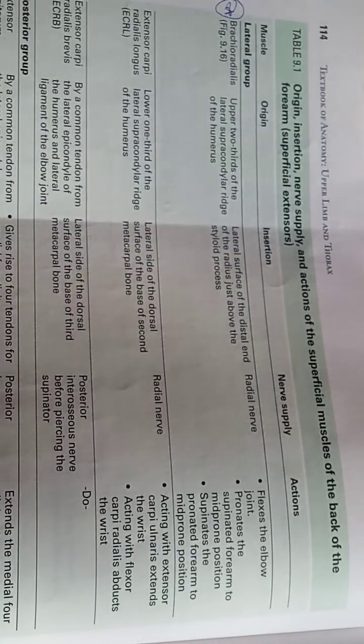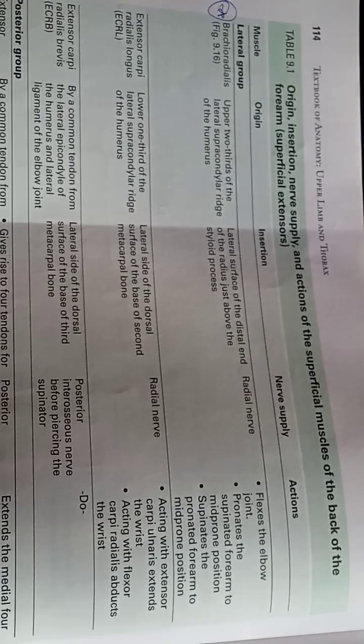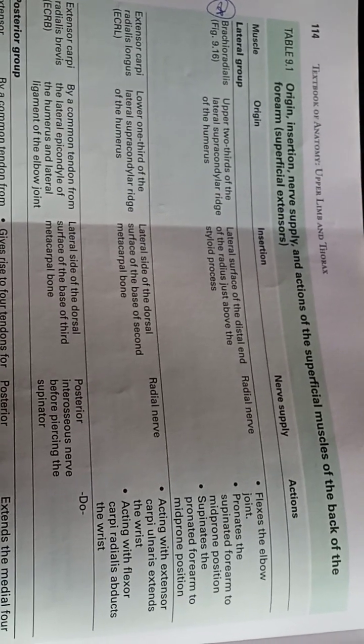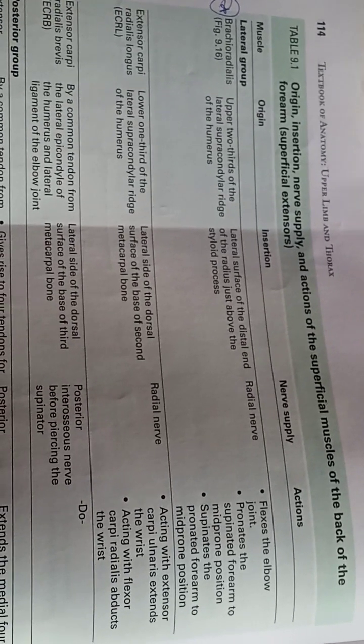This extensor carpi ulnaris is also a superficial muscle, arising from the common tendon from the lateral epicondyle. It is inserted onto the medial side of the dorsal surface of the base of the fifth metacarpal bone. It acts with extensor carpi radialis to extend the wrist, and acts with flexor carpi ulnaris to adduct the wrist. So adduction is done by flexor carpi ulnaris, and flexor carpi radialis abducts the wrist. Extensor carpi radialis longus acts with flexor carpi radialis to abduct the wrist.